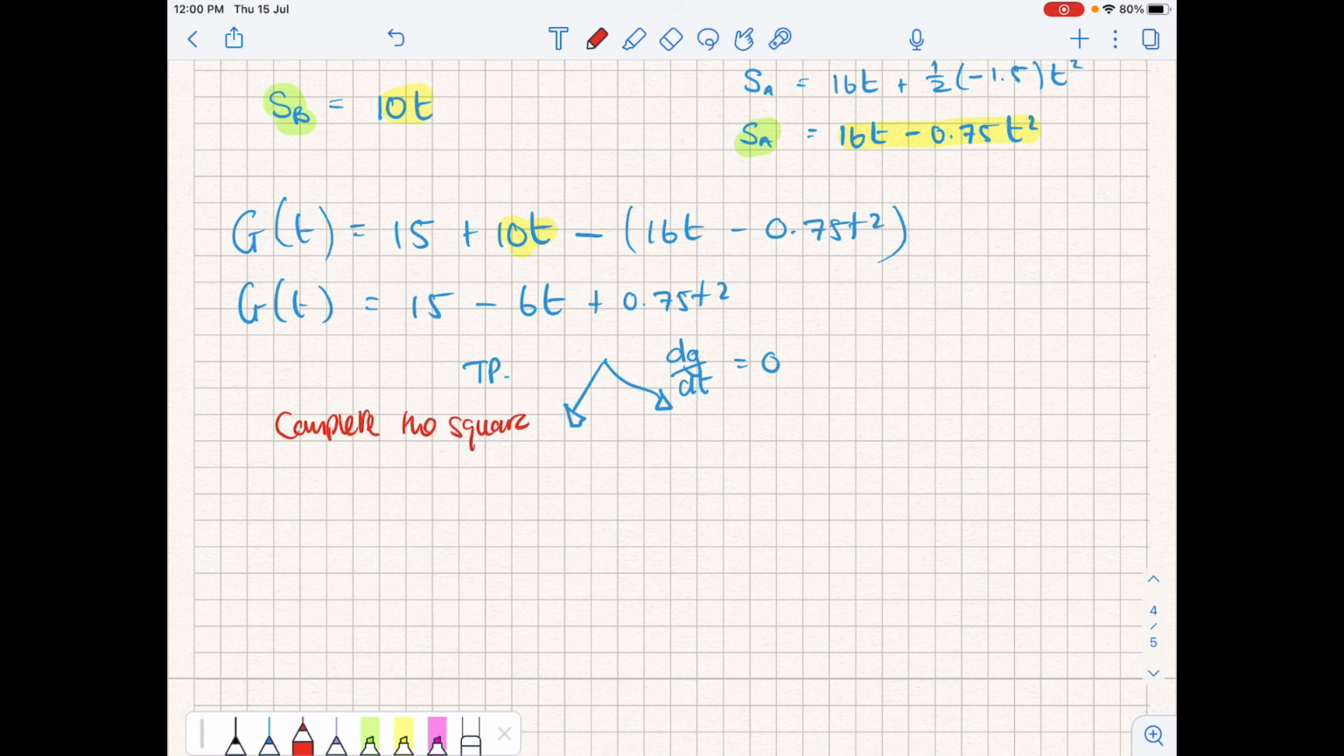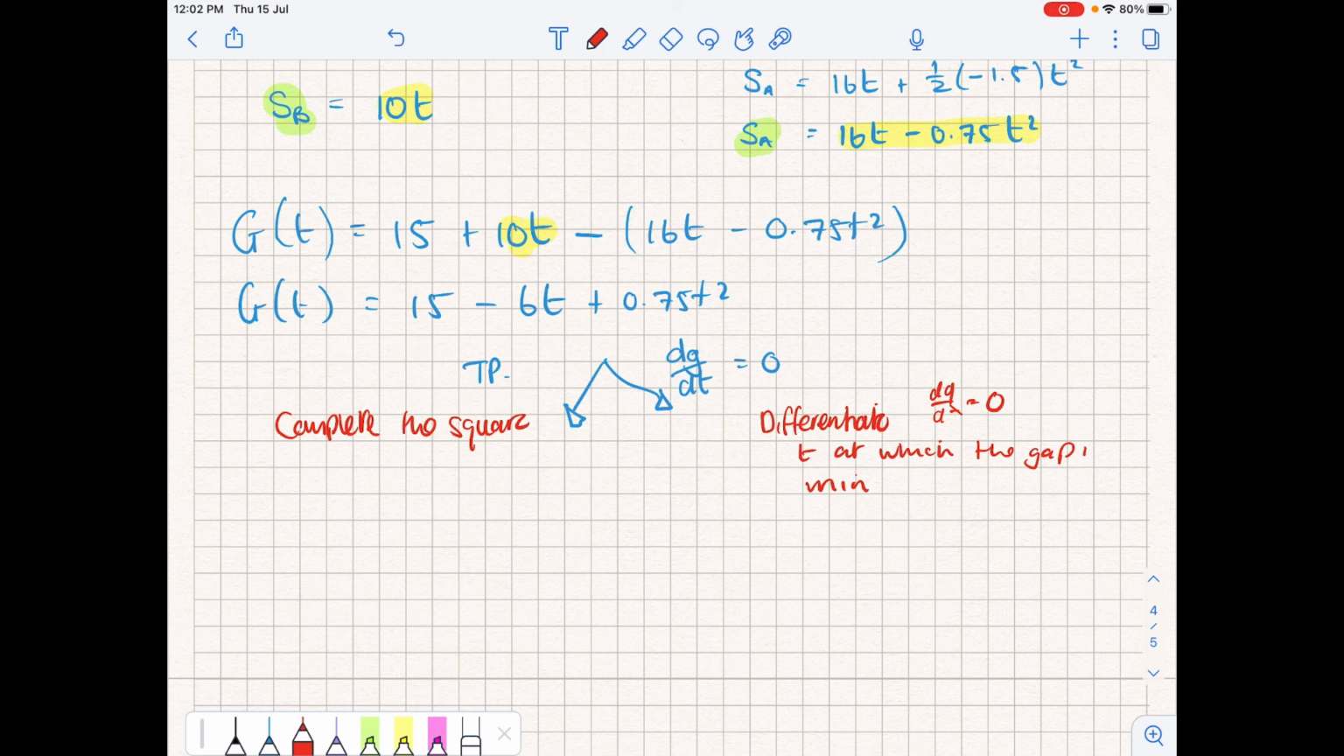Right? And by completing the square, you would immediately be given the time and also the gap between the two cyclists. Alternatively, you can differentiate, right? Make the derivative equal to 0. This will give me the time at which the gap is minimum. And using that, we can place it back into the original function to get the gap, right?